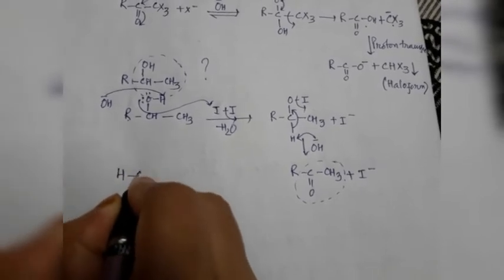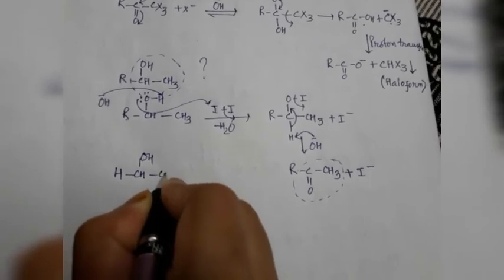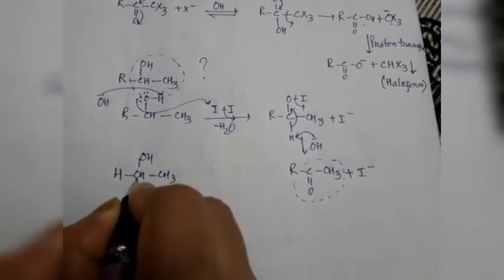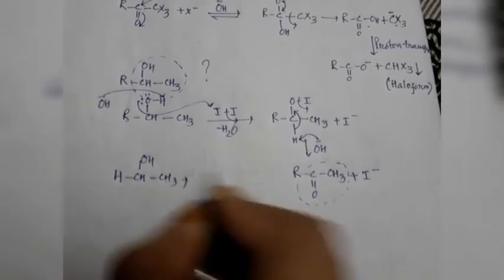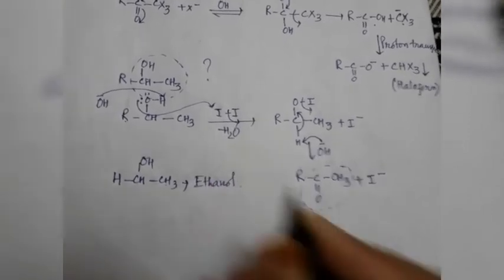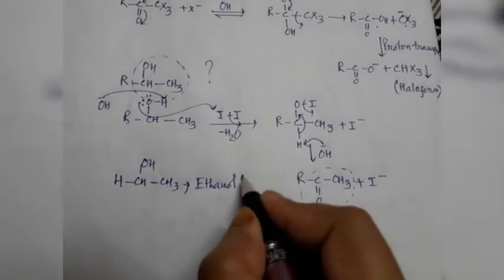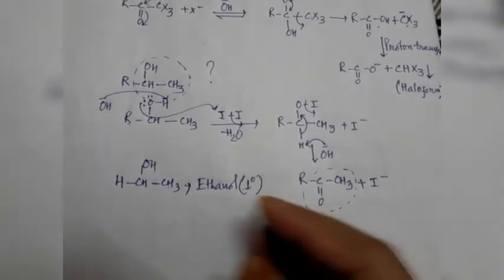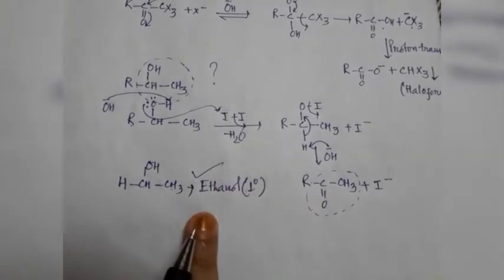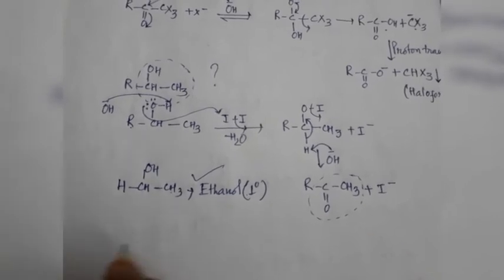If this R is H, suppose H, CH, OH, CH3, it will give a positive haloform test. So this is CH3CH2OH, that means ethanol, right? Ethanol is a primary alcohol or 1 degree alcohol. So ethanol is the only 1 degree alcohol which responds to the haloform test.